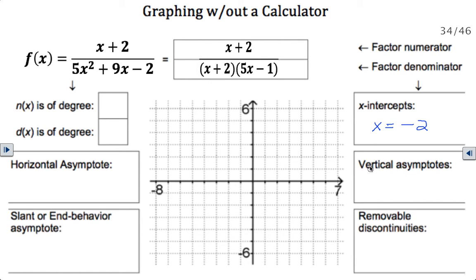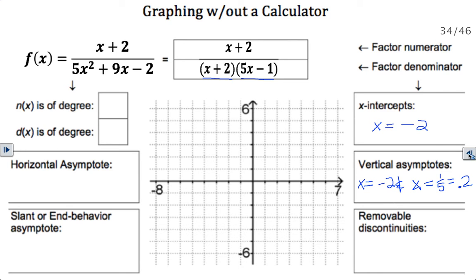Okay, and then to find our vertical asymptotes, we set our denominator equal to 0. Because we have two factors, we'll set each of these factors equal to 0 and solve for x. So we get x equals negative 2, and we get x equals 1 over 5. Okay. Now, it might help you to know that 1/5 is equal to 0.2. So on the test, we should have some scientific calculators to use.